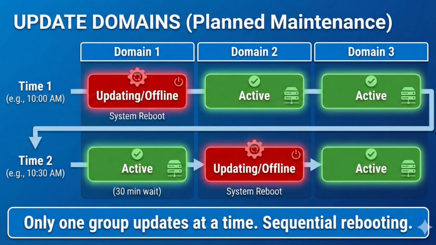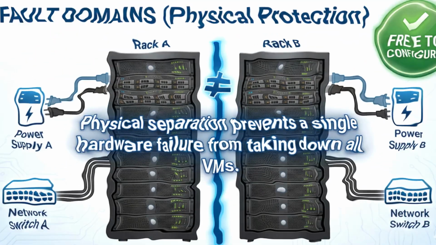First, the update domain. This groups VMs that can be rebooted at the same time during a planned maintenance by Microsoft. Azure ensures that only one update domain goes offline at a time. It even waits 30 minutes for that group to recover before moving to the next one, ensuring your service stays live throughout the process.